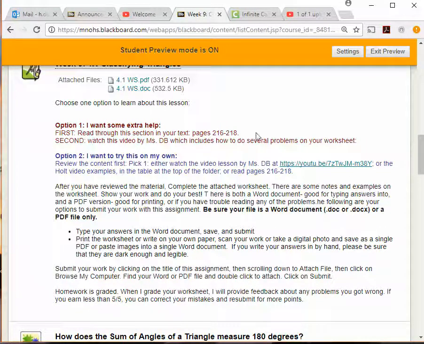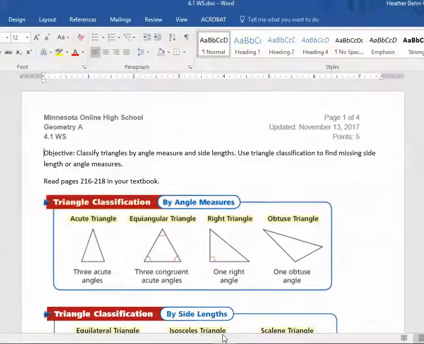Once you have overviewed this information, you're ready to go to the worksheet. There are two versions of the worksheet, a PDF or a Word document. The PDF you cannot type on. It's only for printing and then writing by hand, or using it like a textbook, looking at the problems and writing them on your own paper. The Word document you can type right on, so that's the one I'm going to open now.